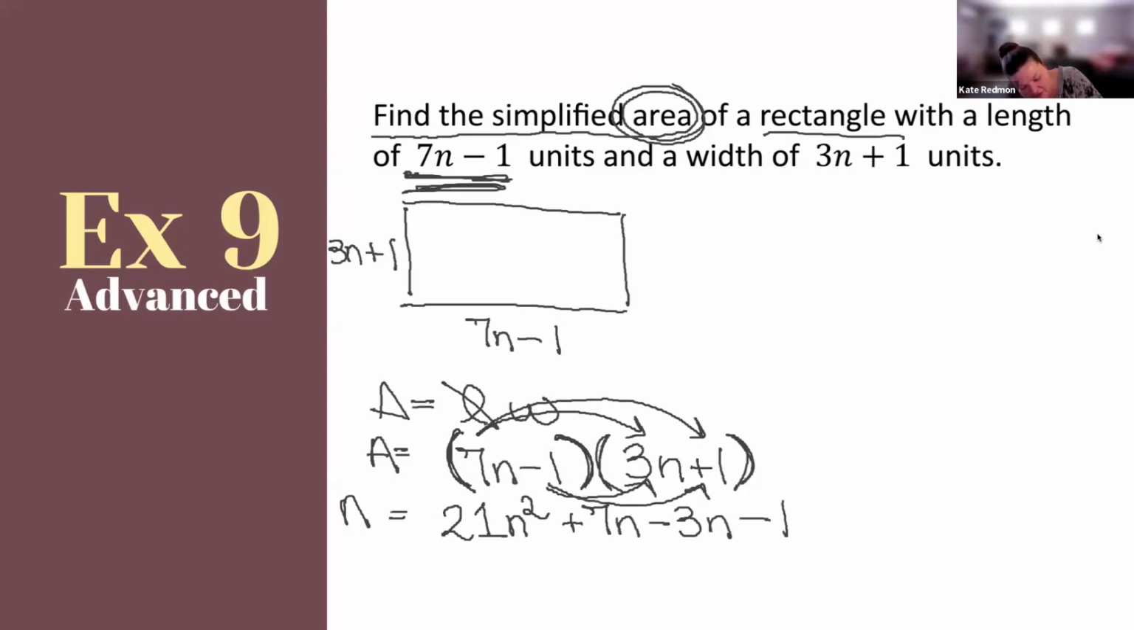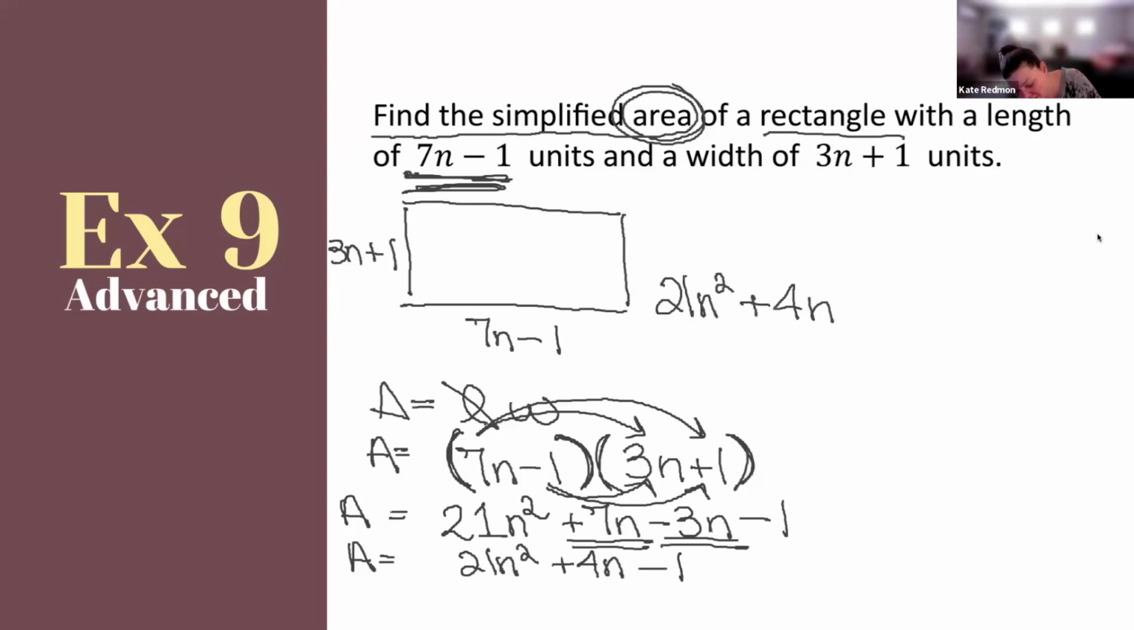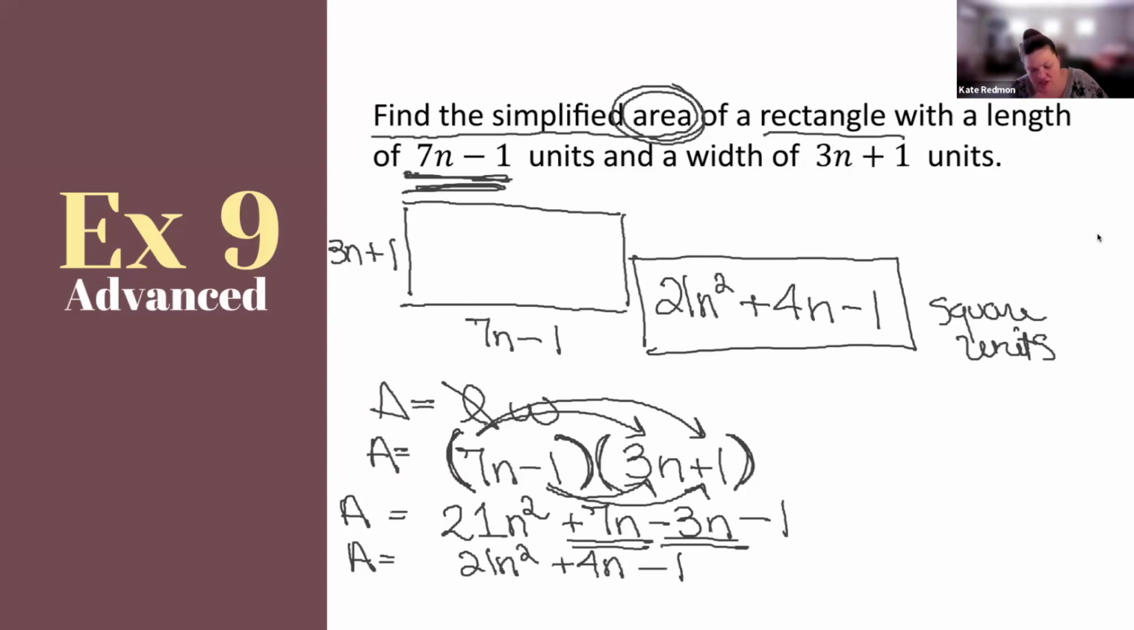And once again, I'm going to look for like terms. Now that I've finished multiplying in parts, I should put together any of the parts that are the same. So positive 7n minus 3n is positive 4n. There's no other n squared terms, it'll just drop. There's no other constant terms, it'll just drop. And so what's the simplified area of this rectangle? It's 21n squared plus 4n minus 1. And that is the important part. It is in square units, but that's not the important part. That's just me being an anal retentive mathematician.